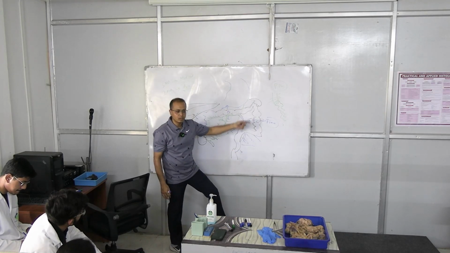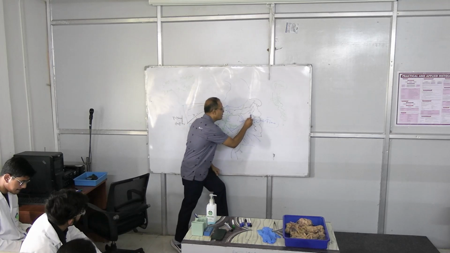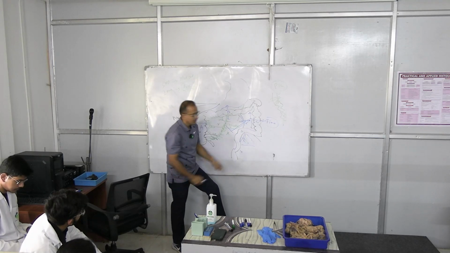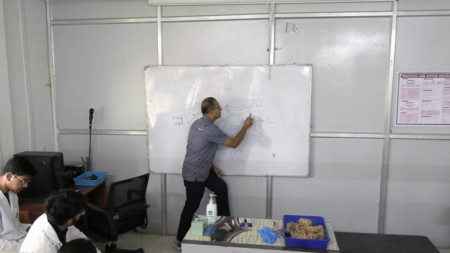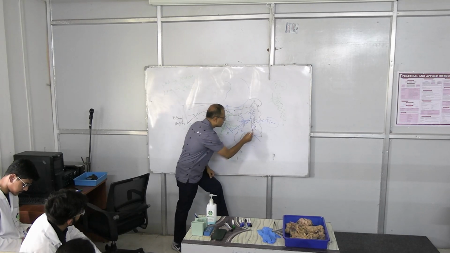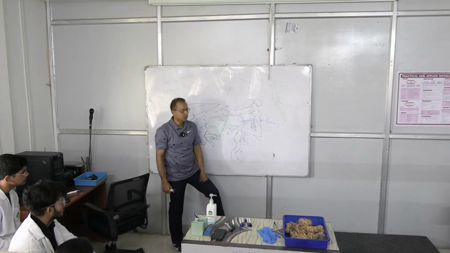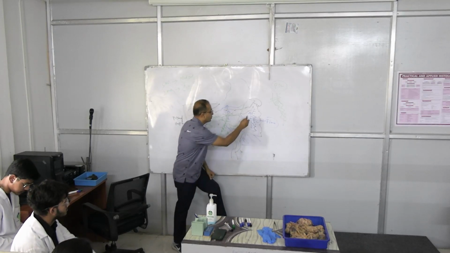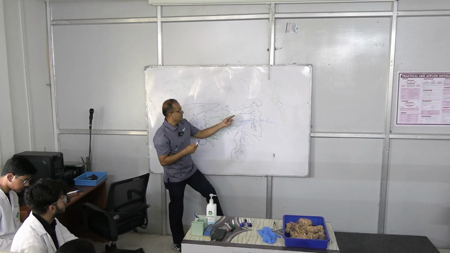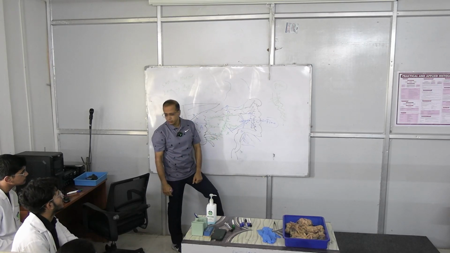Now this left colic artery has branches, one climbs up, one goes down. So ascending branch and descending branch. The ascending branch goes to supply the upper half of the descending colon. The descending branch goes to supply the lower half of the descending colon. And they meet with the branches of the middle colic artery as well.